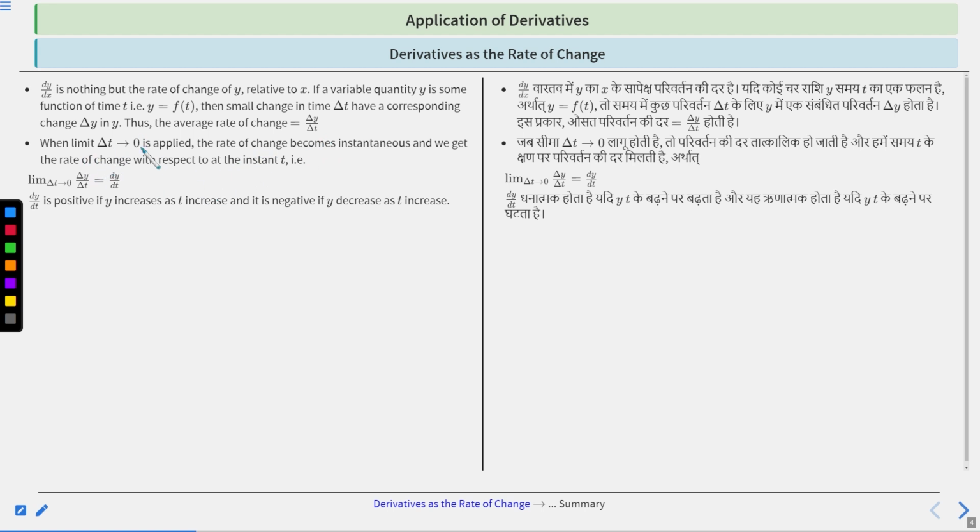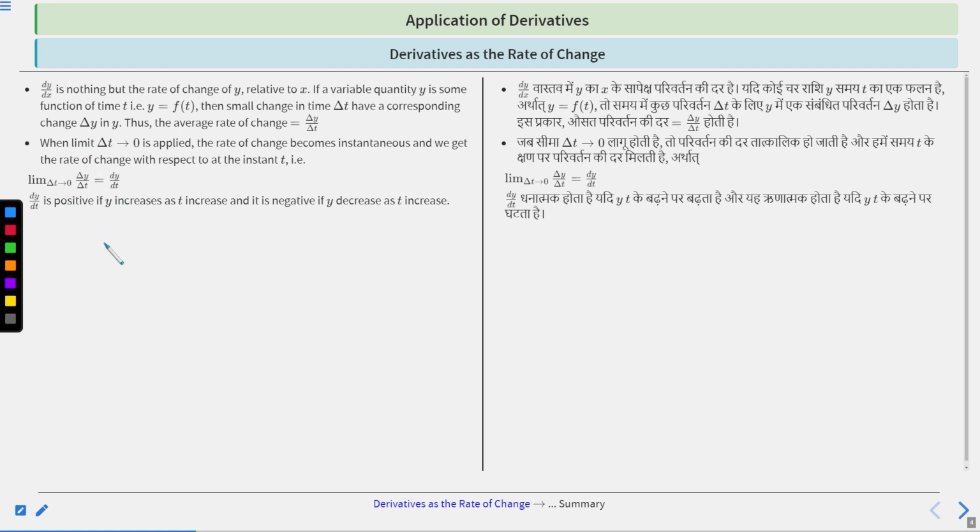And when the limit delta t tending to 0 is applied, the rate of change becomes instantaneous, because delta t is very small, tending to 0. So we get the rate of change with respect to time at that instant t. That is, limit delta t tending to 0 of delta y upon delta t is equal to dy upon dt. Clear? And dy by dt is the rate of change of y with respect to t at some instantaneous point t.